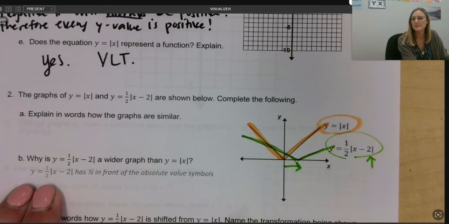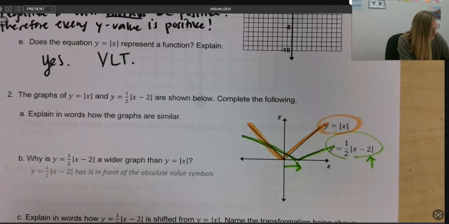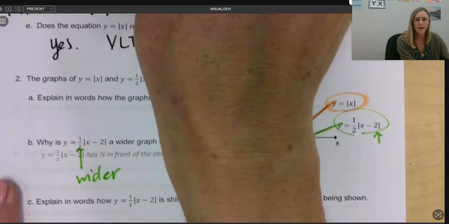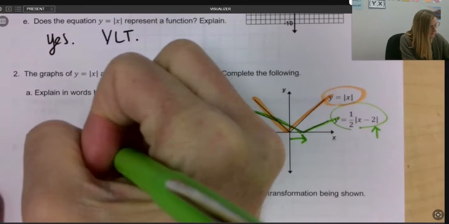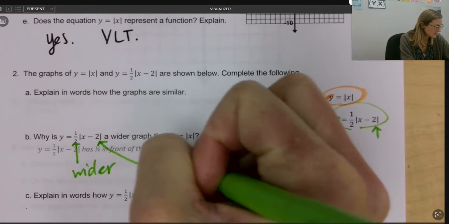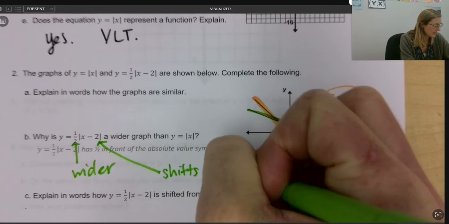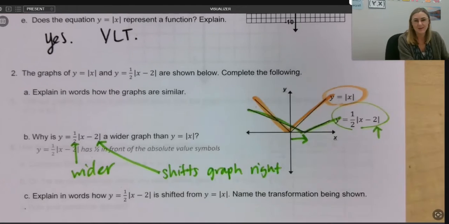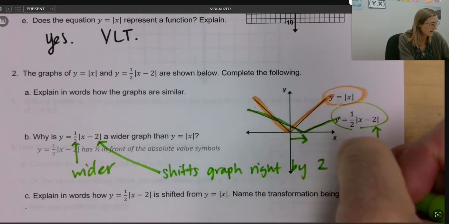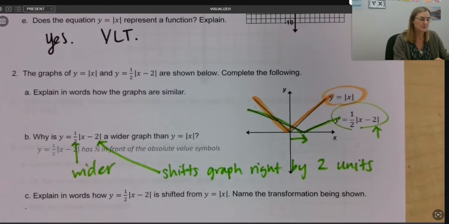y equals half times the absolute value of x minus 2 has a half in front of the absolute value symbol. So this half right there will make the graph wider. Okay, this -2 right there, or it's actually a +2 in our equation, but this is going to shift the graph to the right, and you can probably guess it shifts the graph to the right just by 2 units.